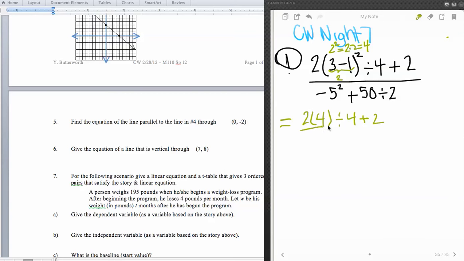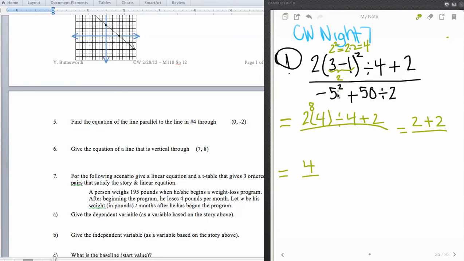And then the next thing that we need to do is the multiplication here, because multiplication comes before addition, left to right order. So we have 2 times 4, which is 8, and then 8 divided by 4, which is 2, and then we have plus 2. So we finally get down to this whole thing being 2 plus 2 in the numerator.